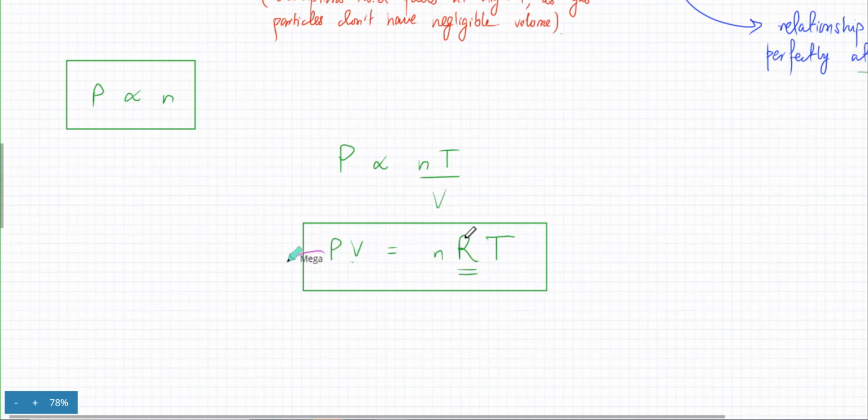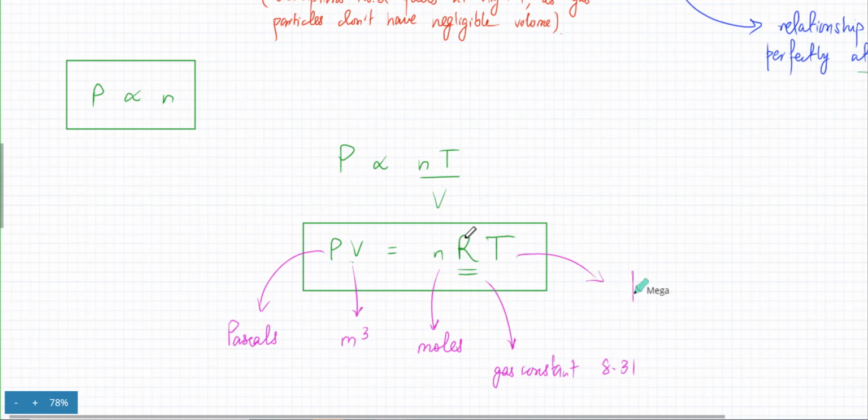What you need to remember about this is that pressure should always be taken in pascals. Volume, when you're using this equation, should always be in meter cube. n is moles. R is your gas constant, and the value is 8.31. And temperature should always be in kelvins. So if you're given centigrade, it's going to be plus 273. You'll get kelvins. So you have to be very careful with the units.